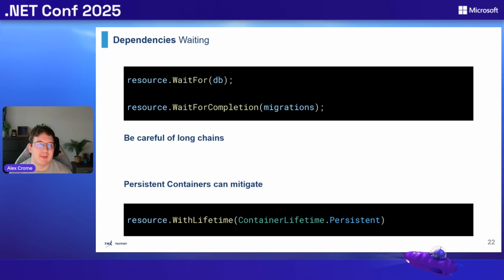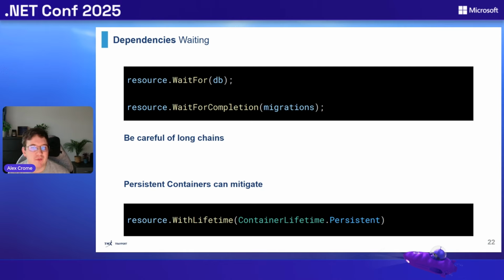The other thing we want to do with dependencies is waiting. There are two ways we can wait. We can either wait for a resource to go healthy, or we can wait for it to go to completion. An example of waiting for healthy would be if you've got an app, you will need to wait for the database to be there before you can start it. So you want to make sure the database is healthy, because otherwise your app will try to connect to the database on startup and fail catastrophically if it isn't there.